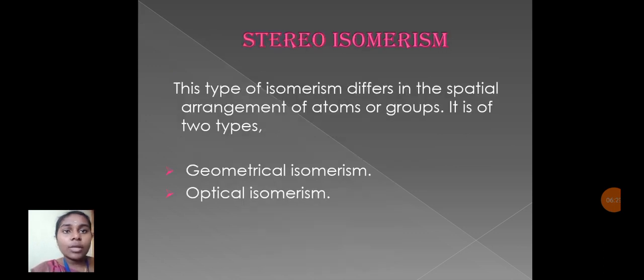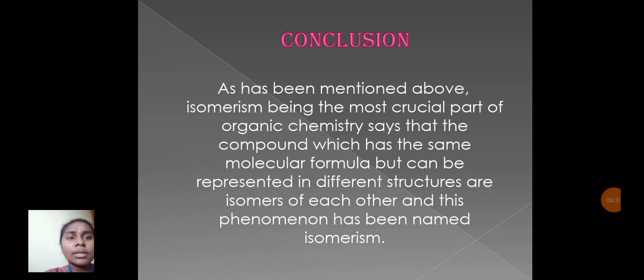Next is stereoisomerism. These isomers have a different spatial arrangement of atoms or groups. It is of two types, geometrical and optical isomerism. In conclusion, we have discussed isomerism. Compounds with the same molecular formula can represent different structures, and each phenomenon has been named isomerism.